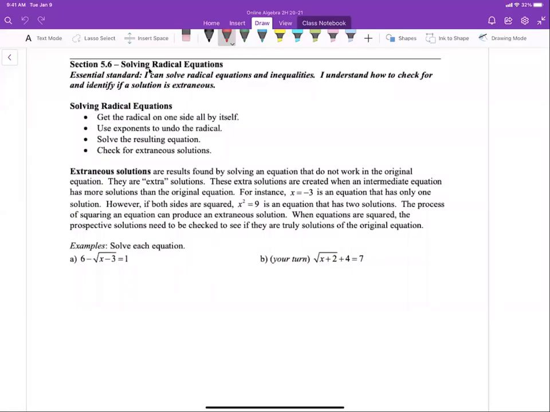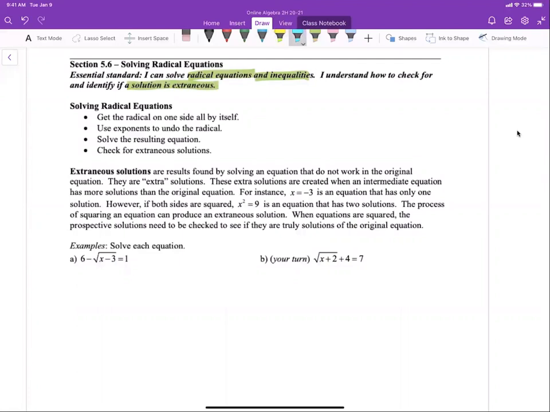Okay, this is my lecture video for section 5.6, solving radical equations. I can solve radical equations and inequalities, and I understand how to check and identify if a solution is extraneous. So there are steps involved.